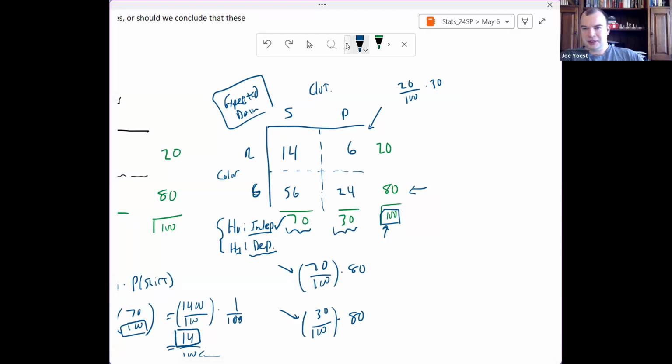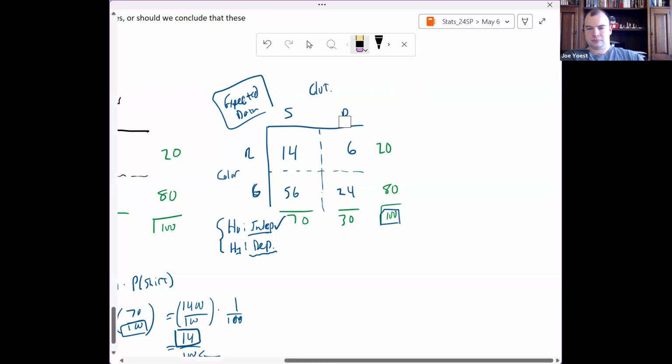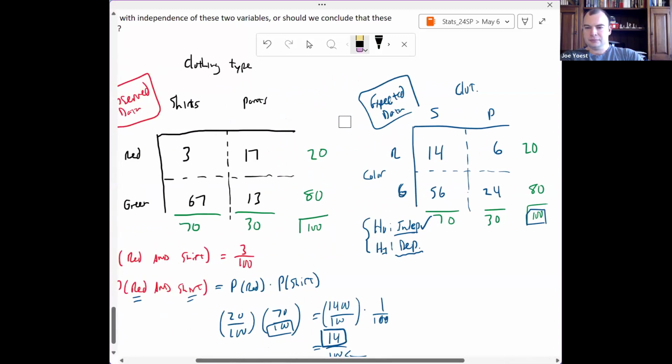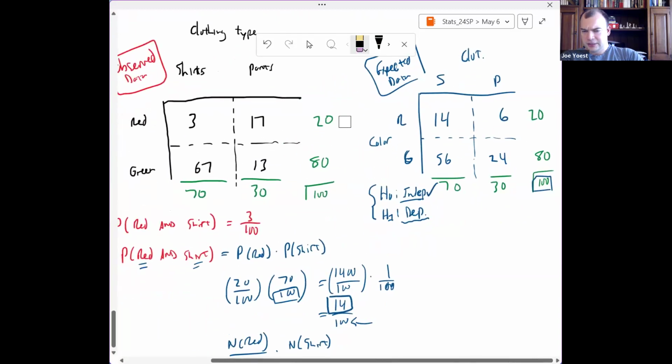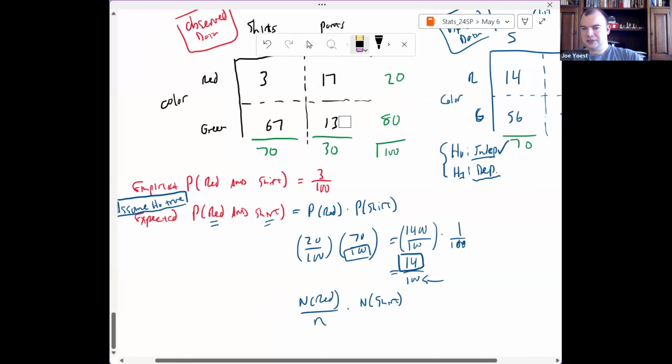Okay, so let me clean this up a little bit, just because we've got a lot of scratch work going on here. And I think I'll actually get rid of these as well.